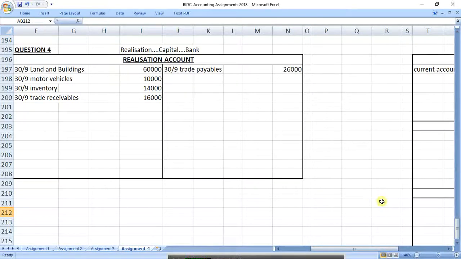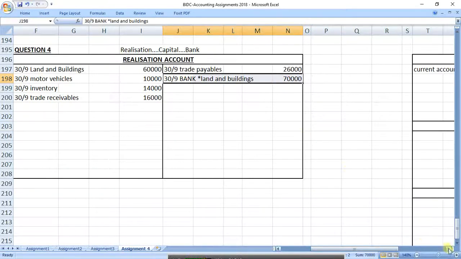Okay, point number 1. Okay, land and buildings were sold at 70,000. So what do? You're selling land and buildings, so what happens to bank? Debit the bank, credit the realization. Okay, you're going to write in bank, asterisk, land and buildings, just to identify what it was for. How much did you sell it for? 70,000. Okay, see, notice, this is the credit.